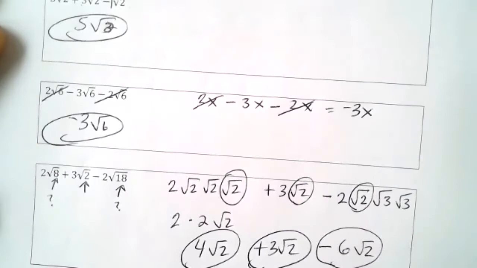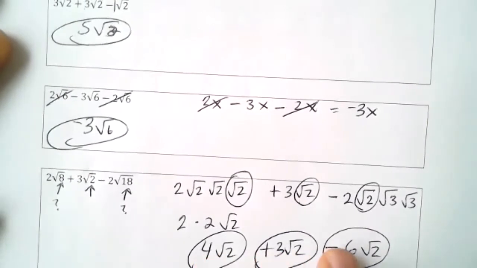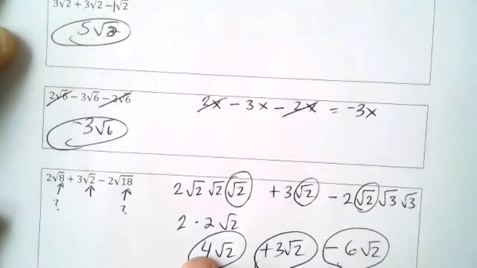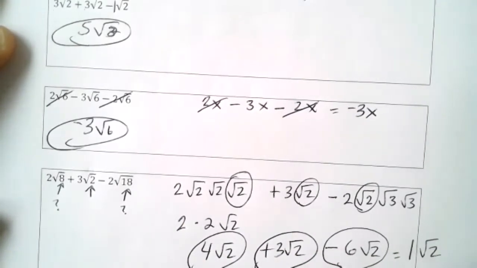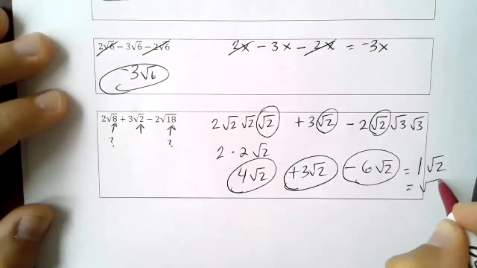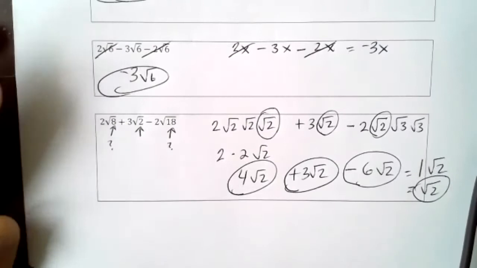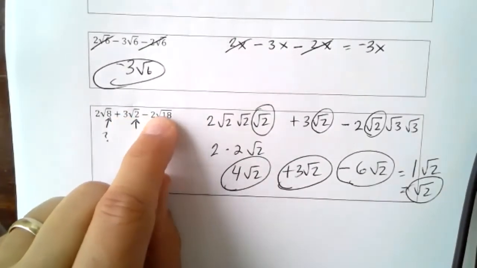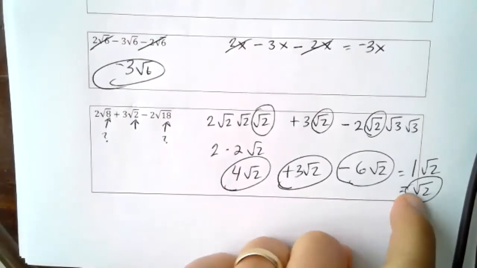And then now we take this, just like we did a minute ago. Think of it like x's. 4 plus 3, take away 6. 4 plus 3 is 7. Take away 6 is 1. So the answer is 1 square root of 2, or in other words, a better way to write that would be just square root of 2 and done. Okay? So all of this simplifies out to be just the square root of 2.